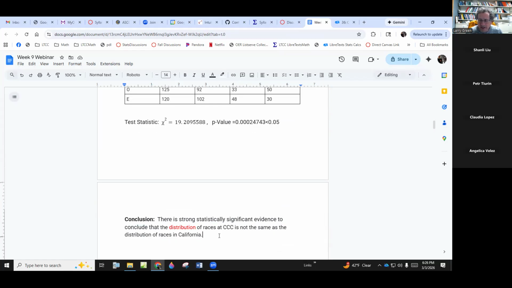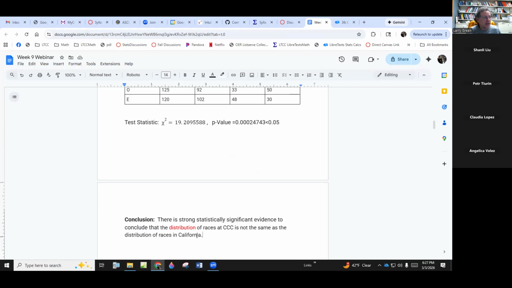Okay, I just want to let you know something that you can't do from chi-squared. You can say the distribution is different. Here's what you can't conclude. You can't talk about why it's different. You can't say which group is the one that's really different. All you can say is the distribution is different. When you do a chi-square test, that's all you can say.